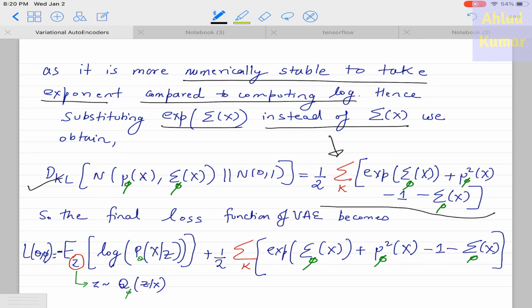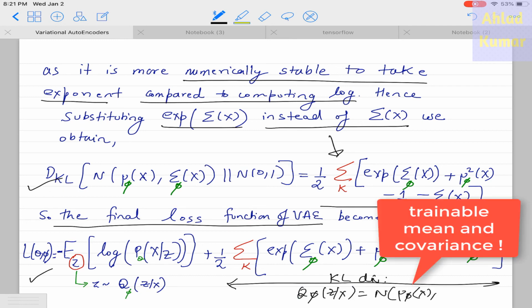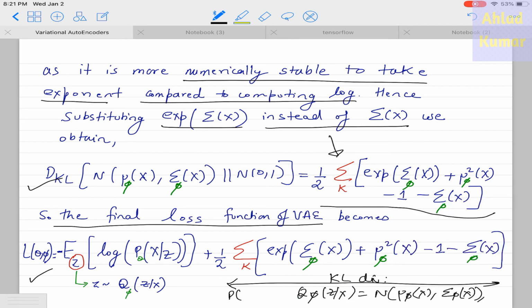So the final loss of the VAE becomes this. This is basically the simplified KL divergence. If we assume q phi of z given x as a Gaussian having this distribution and p of z as this distribution, then on that basis, our KL divergence has a closed form expression that is given by this.